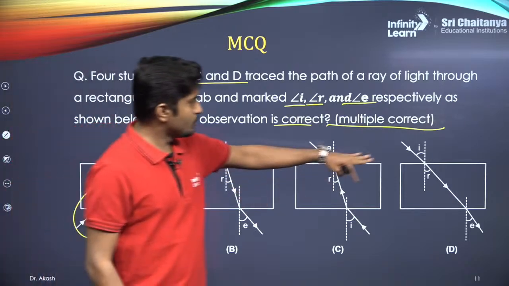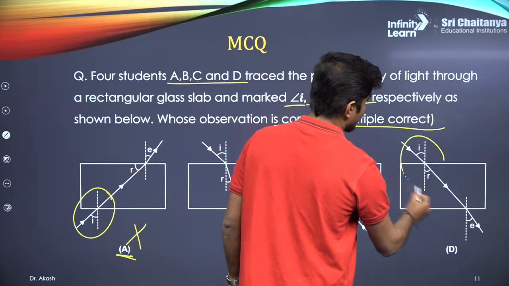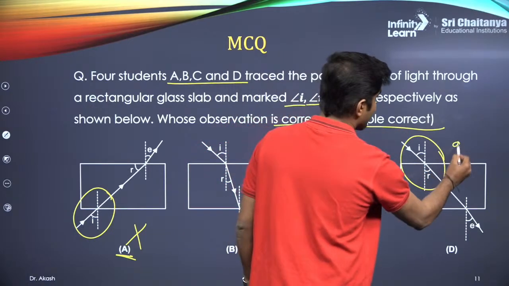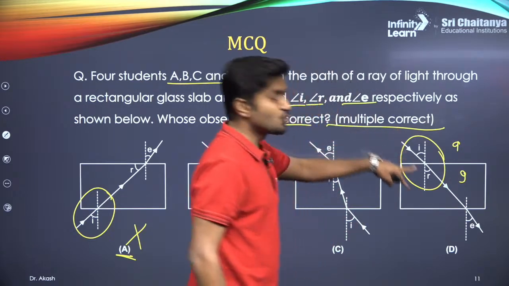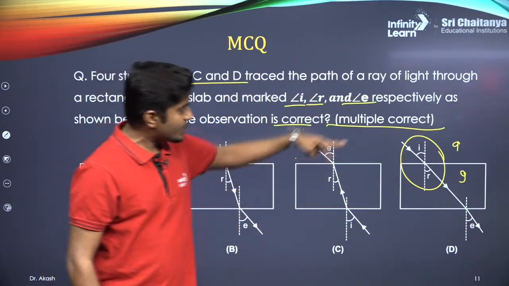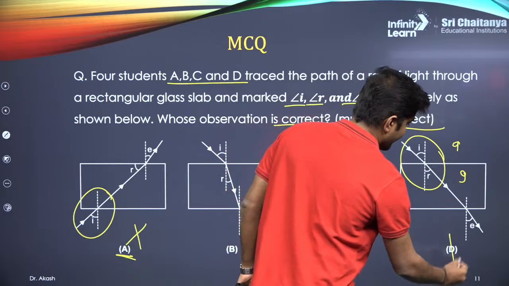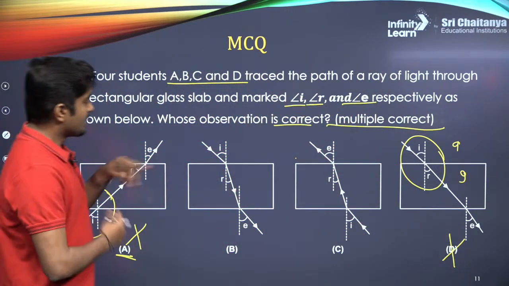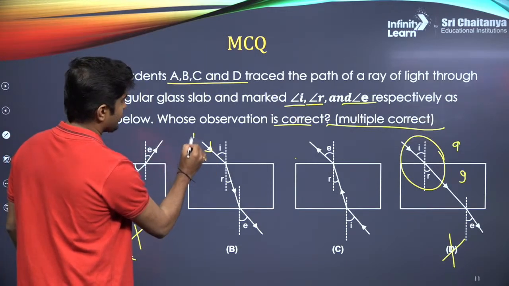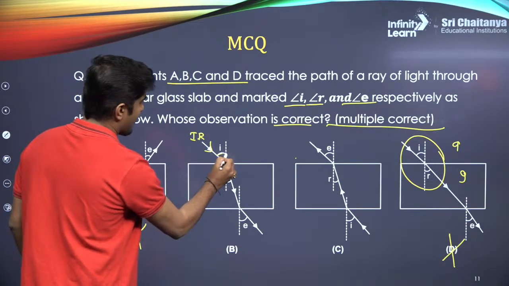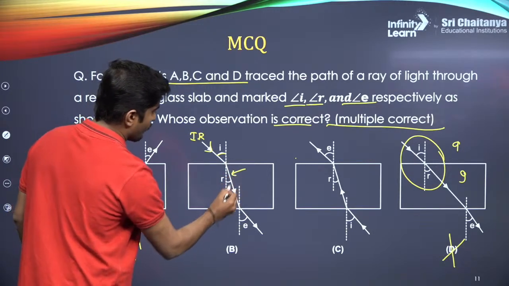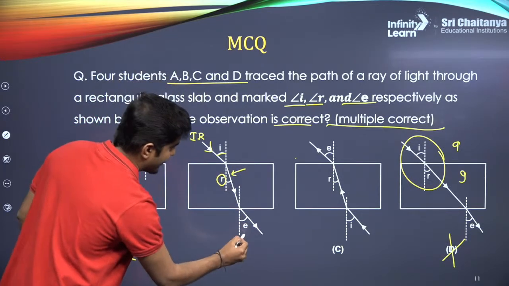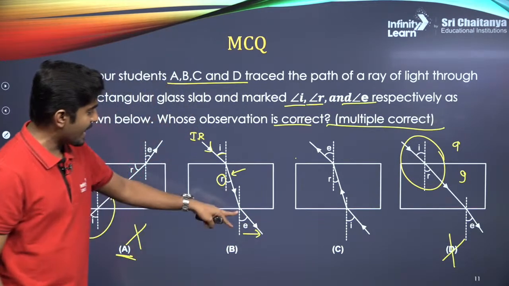Now let's come to the last one. Again, in this one, is there any bending of light? Light is going from air to glass, but there is no bending of light. Light should bend. Because there is no bending, this option is also wrong. How about this one? Let's find out. This is our incident ray, then angle of incidence I, light is bending towards the normal, this is angle of refraction R, light is coming out, again there is a bending which is away from the normal, there is an angle of emergence.